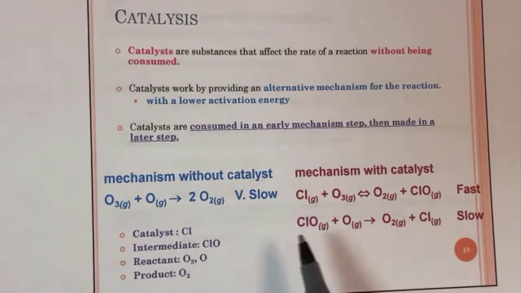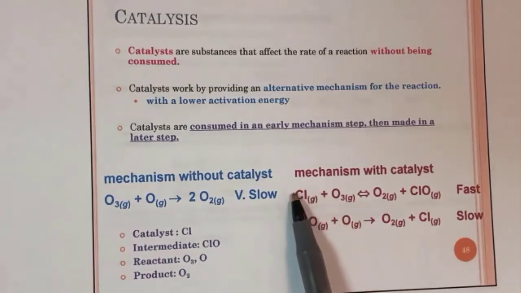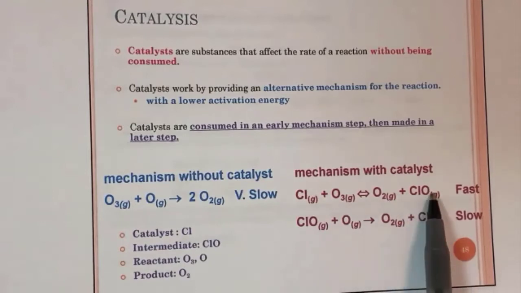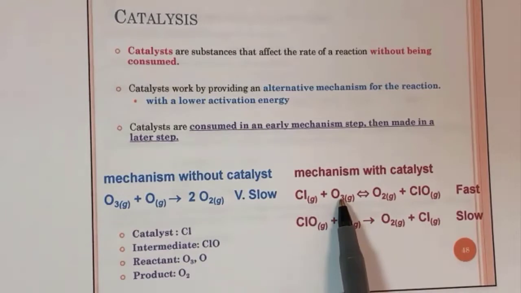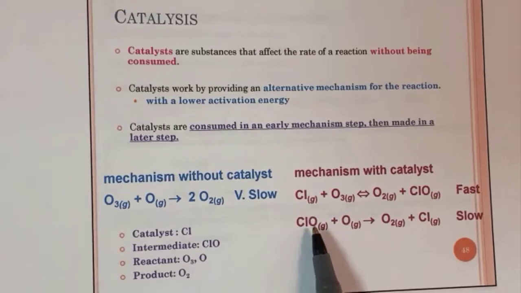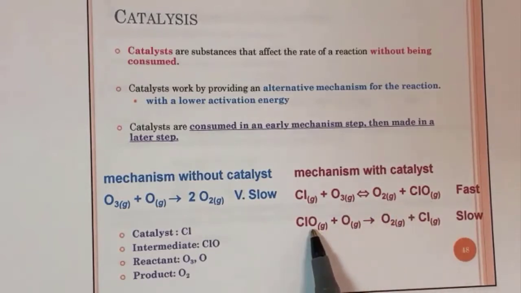And then you have Cl plus O3. So Cl plus O3 gets O2 and ClO. So you put in Cl, you put in O3, okay? And you make oxygen, O2, and ClO. And then on the second step, you use the ClO. So that tells me ClO is my intermediate here because you made it and then you used it, okay?